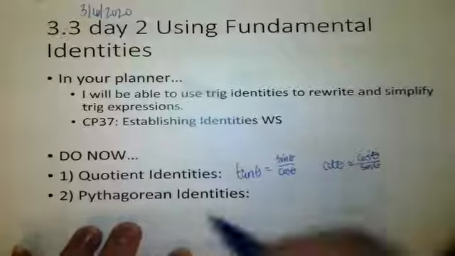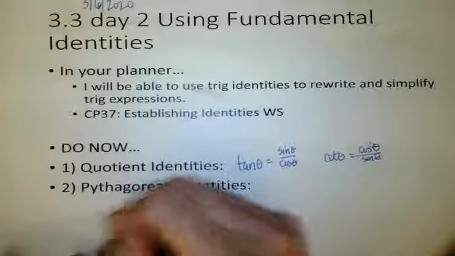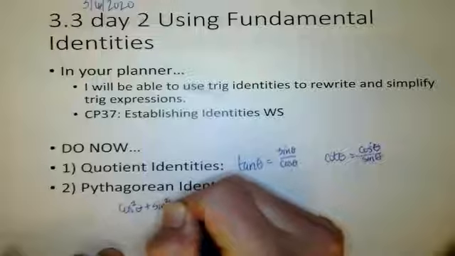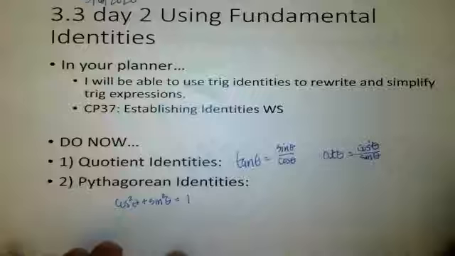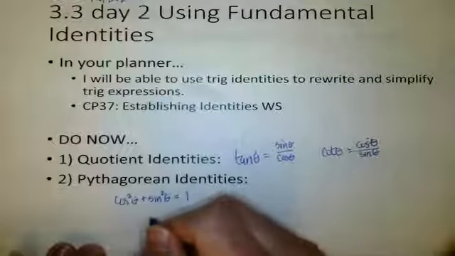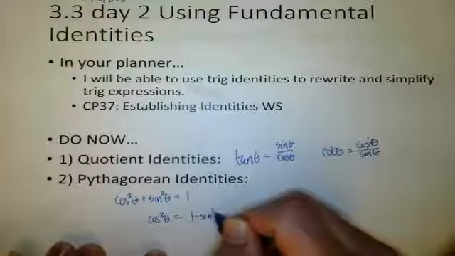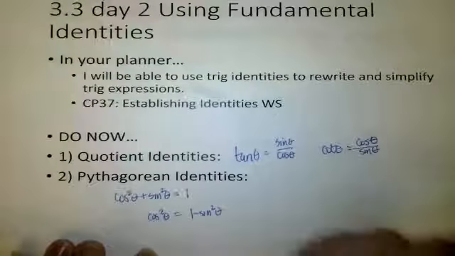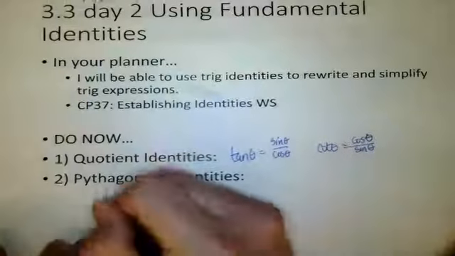Now, here are the really important ones. The Pythagorean identities. What's the big kahuna? Cosine squared theta plus sine squared theta equals 1. Very good. Can you rearrange those for me? Cosine squared theta equals 1 minus sine squared theta. That's good. Do you have to know that? No. If you know that one, can you do that? Yes. That's why this is called the big kahuna.